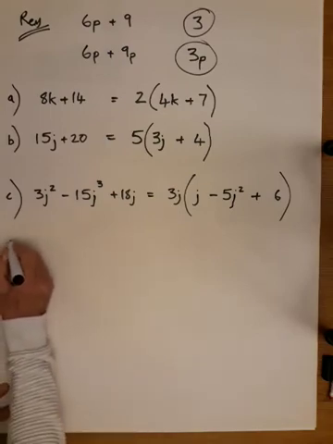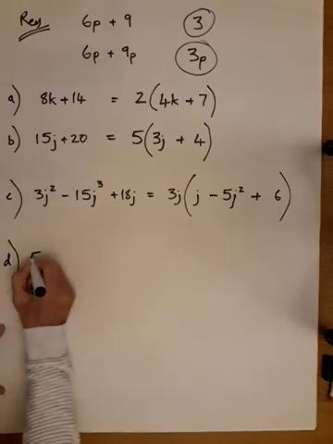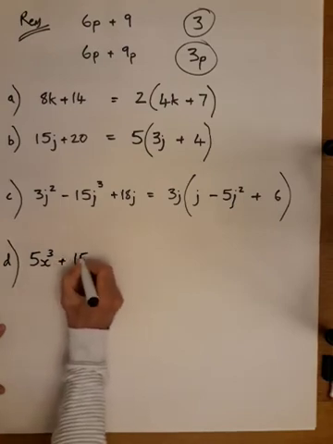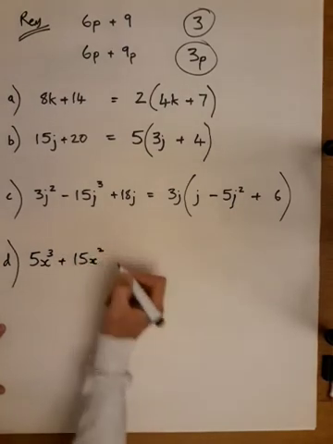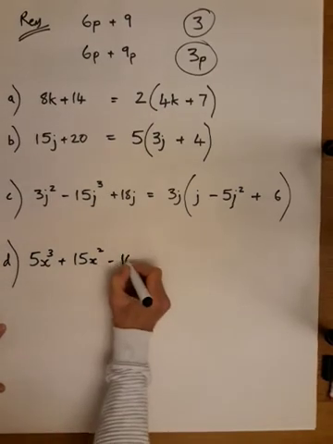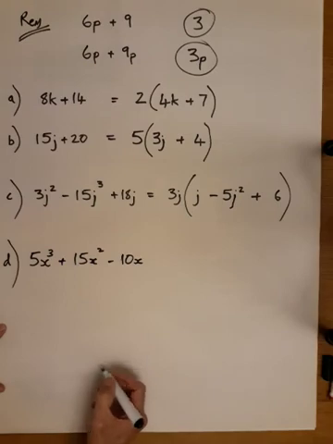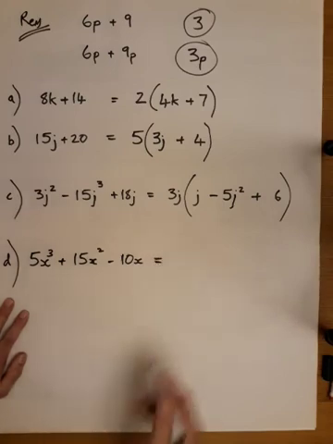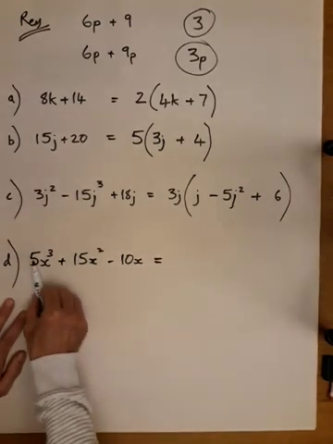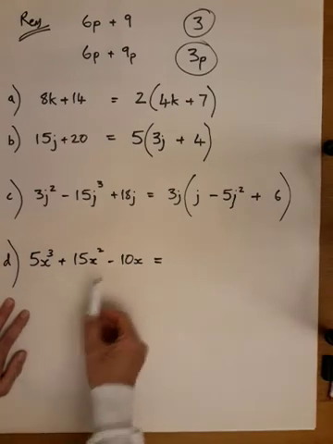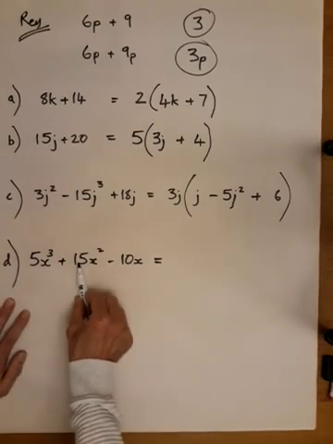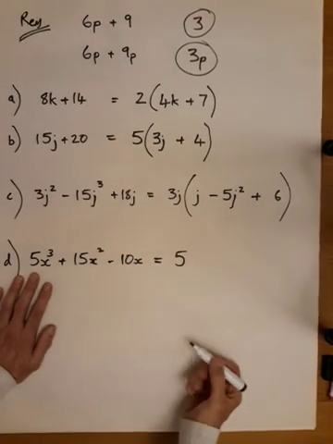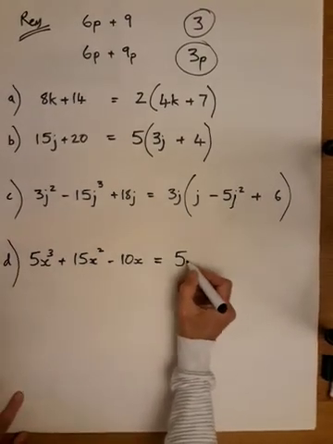Try and keep it on the page. 5x cubed plus 15x squared minus 10x. So this is the statement we're looking at. We want to factorize that. What goes into each one of those three terms? And hopefully you'll come up with the number 5. 5 goes into there, 5 goes into there, and 5 goes into that. So 5 is going to be outside of the bracket, but also each term has an x. So I could do 5x.